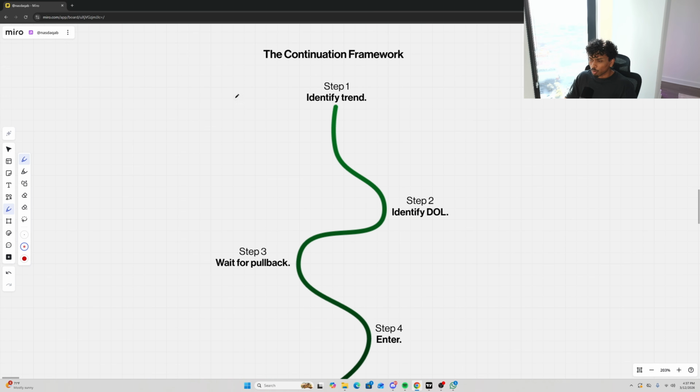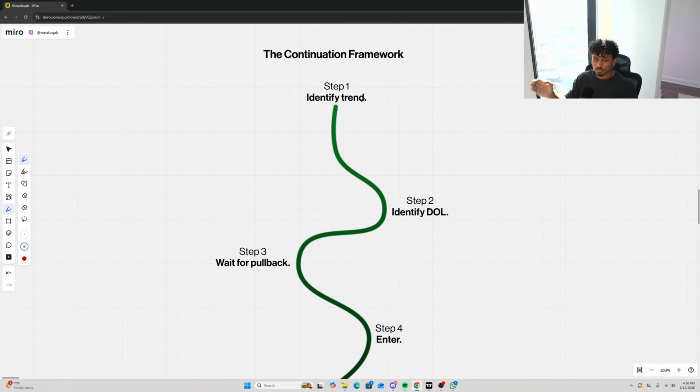Number one, we want to be identifying our trend. This is not only on the higher time frame but on the lower time frame as well. We need to be focusing on time frame alignment. Now, what is time frame alignment specifically? So we start off with the daily time frame. The daily corresponds with the 4-hour. The 4-hour corresponds with the hourly. It corresponds with the 15-minute and the 5-minute and the 1-minute time frame.